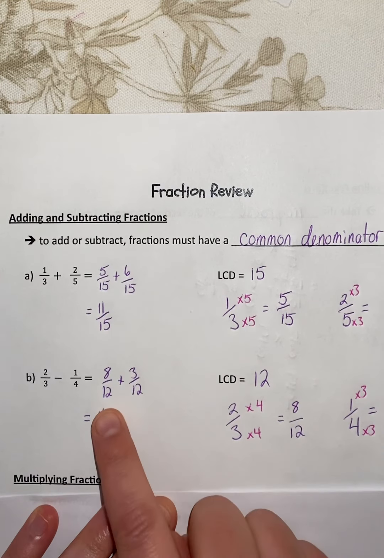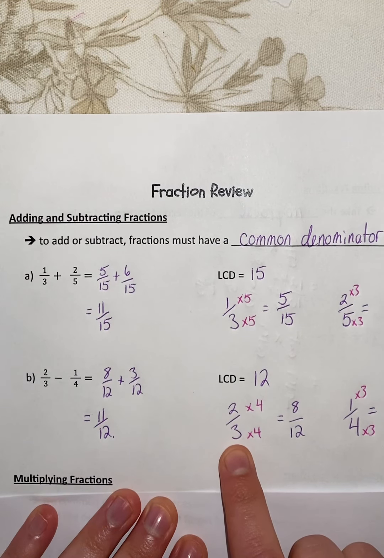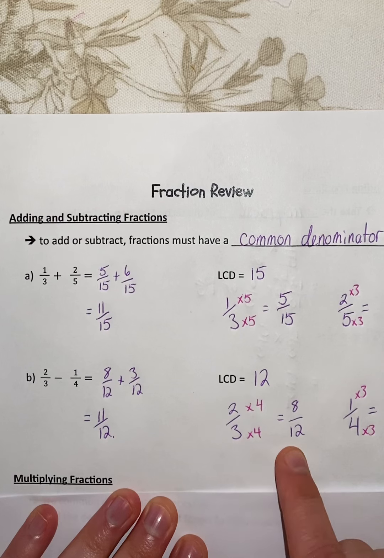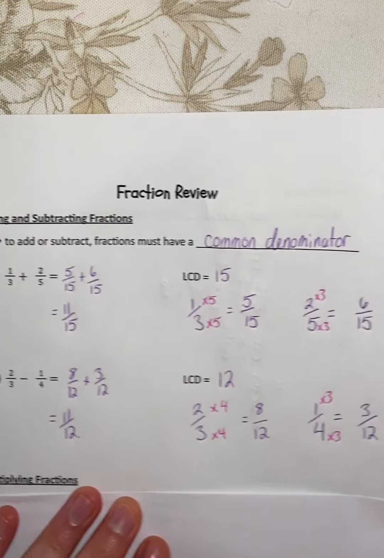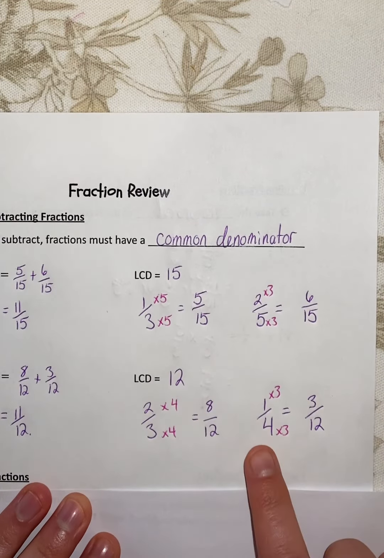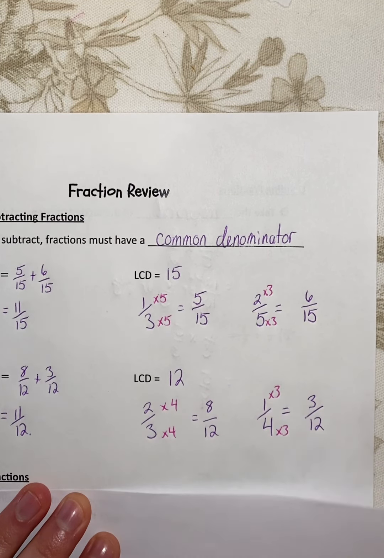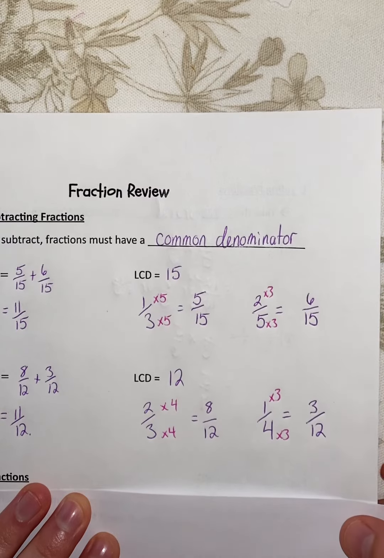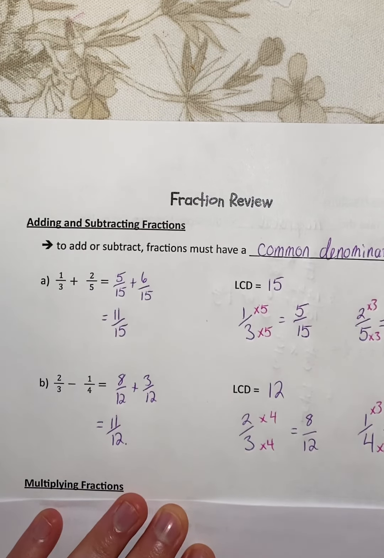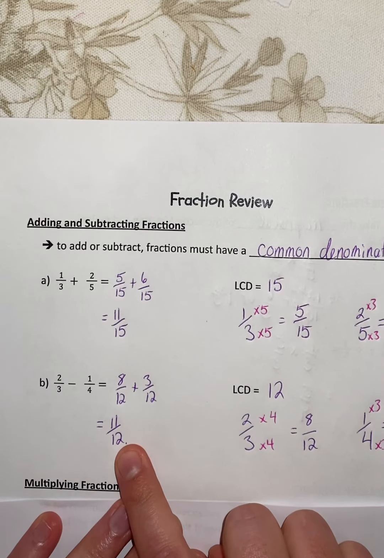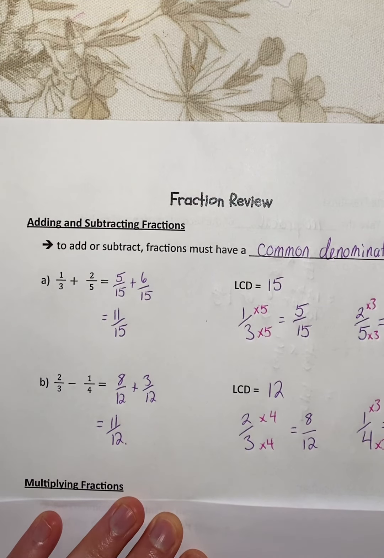All right, same thing here. I've got 2/3 plus 1/4. I have to multiply 3 by 4 to get 12, and therefore 2 by 4 to get 8. 4 times 3 gives me 12, and 1 times 3 gives me 3. That means I now have 3 12ths plus 8 12ths. It's going to give me 11 12ths. So hopefully that was easy peasy squeezy and review.